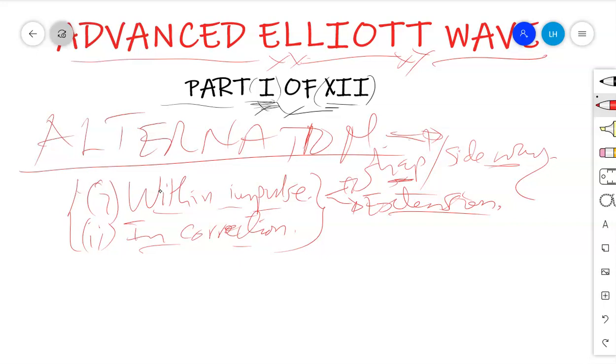But now this is just a map of what we're going to discuss. Later on, I'm going to dig deep, and we'll understand what is extension, what is sharp correction, what is sideways correction, and everything will be clear. Then when we come into corrections, they also have their own kinds of alternations. It depends on whether it is within an individual corrective structure, or sometimes within a combination. So we have those two ways in which a correction may alternate.